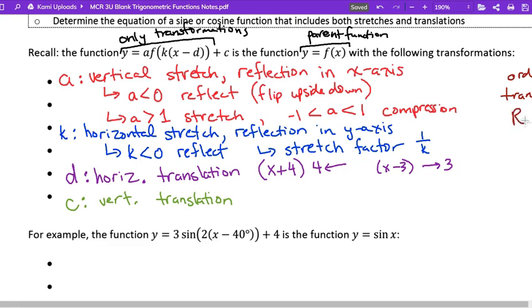Order of transformations. R stands for what? Reflect. S stands for stretch. T stands for? Translate. Good. So first flip, then stretch, then translate. Now, which of these two can you change the order and it's still the same thing? R and S. It's like in BEDMAS, you can do division and multiplication in whichever order it comes. But the translation is separate. That absolutely has to be the last step when we're graphing.